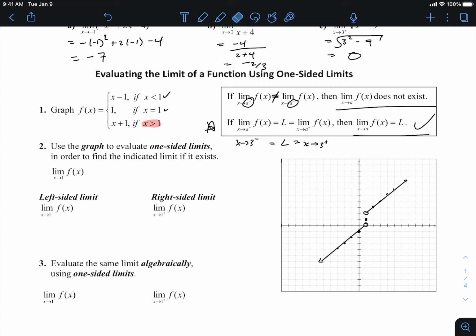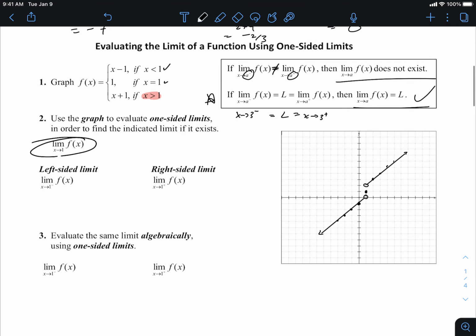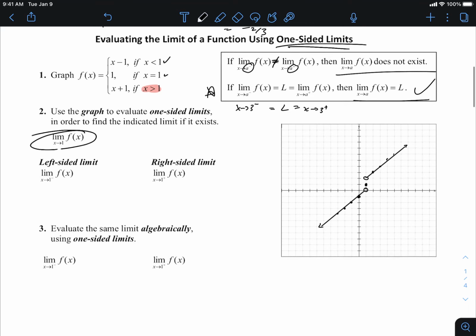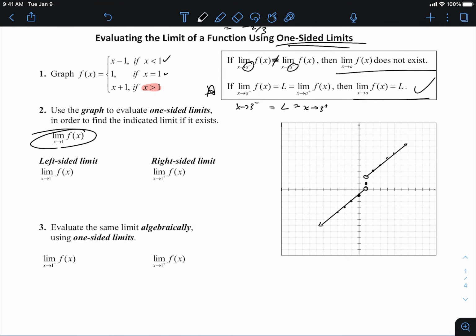Okay, and then we want to check, we want to ultimately find, what is the limit as x approaches 1? That's the question we're after, right? So we can check this using one-sided limits. That's what we're doing, right? We're checking from the left and checking from the right. So if we were to check the limit as we approach the graph from the left side, coming in from the left, I'm going to approach 1 from the left. What value would I get? Well, it approaches the value of 0.